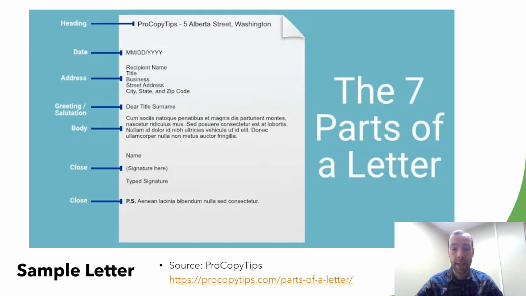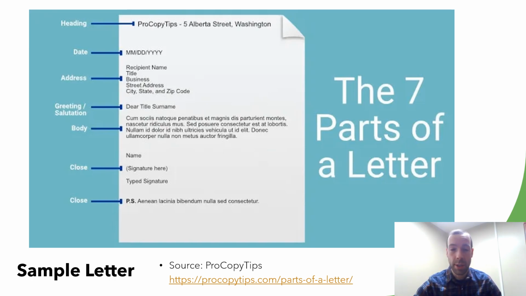So if we just look at the layout, this is from ProCopyTips. It's a website, and here it's outlining exactly what we looked at, the 7 parts of a letter. So you can see at the top, there's a centered line across the top. That's the heading. The information for the sender, and then there's the date left aligned on its own line. Then there's the address of the recipient, the proper information, followed by the greetings, dear so-and-so, on its own line, comma, and then a space, and we start the body.